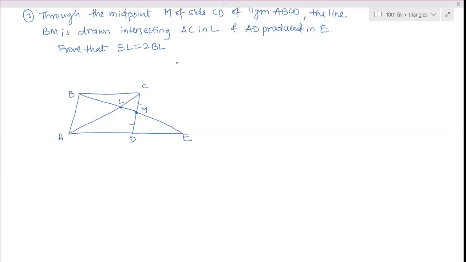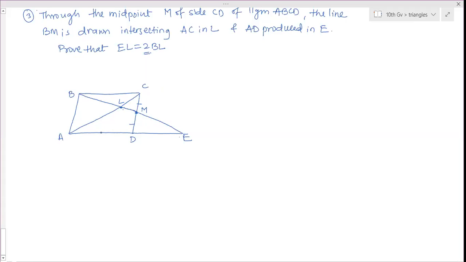For that, any other ratio should be known to us. So first, what has to be done? Listen very carefully. This is also an important question. To prove BL by EL ratio is 2:1, that means EL is double of BL, we can prove by similarity, and for similarity other ratios should be known. So for that we have to show BC and AE ratio as 2:1. AE is double of BC we have to show.